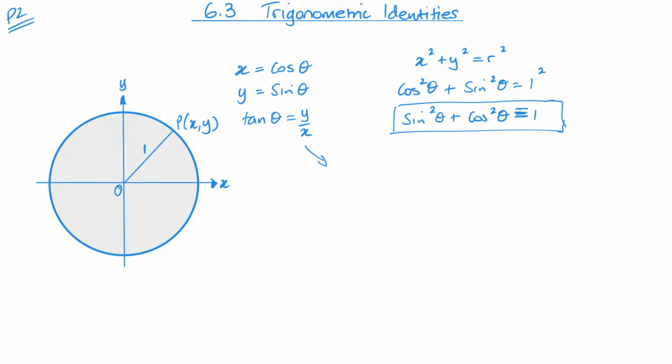Now we can also look at this tan. So tan theta is y over x, y is sine theta, and x was cos theta. And that gives us our second identity here. So tan is equivalent to sine over cos. Now these two identities are going to allow us to simplify trigonometrical expressions, complete proofs, and in some cases also solve equations. So I think now what's best is let's jump into a couple of examples.